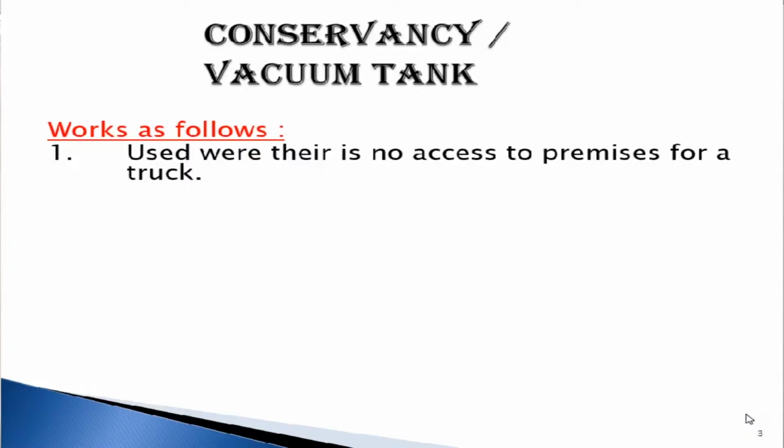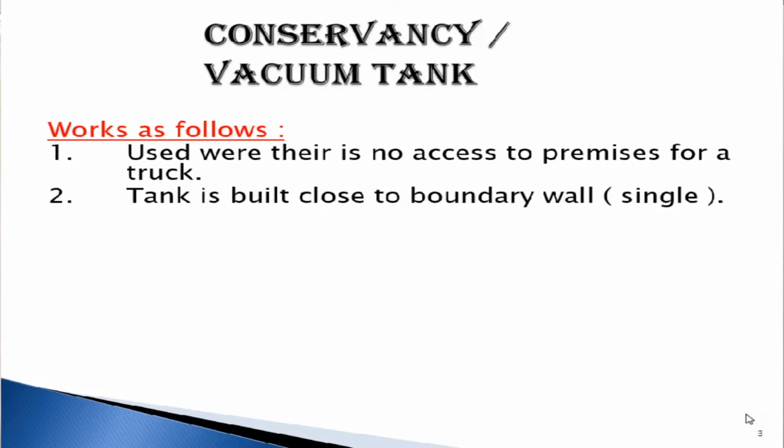So in other words, me and you are gone to work. We need our drain to be emptied, but there's no one at home. How does that happen? So let's look at how a conservancy tank works in the first place. I did explain to you where there's no access to the premises for a truck to get in. Your tank is built close to your boundary wall, in other words, in your property, leading out of your property. We will do a simple sketch to explain that further.